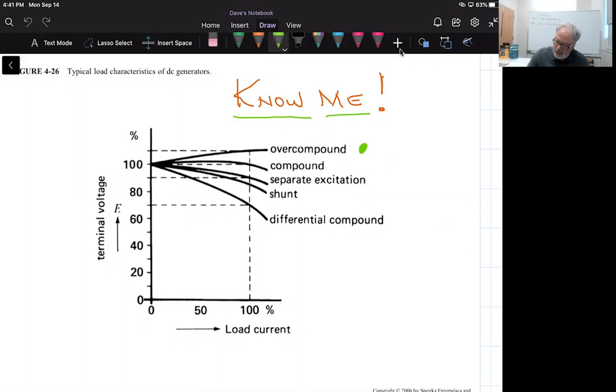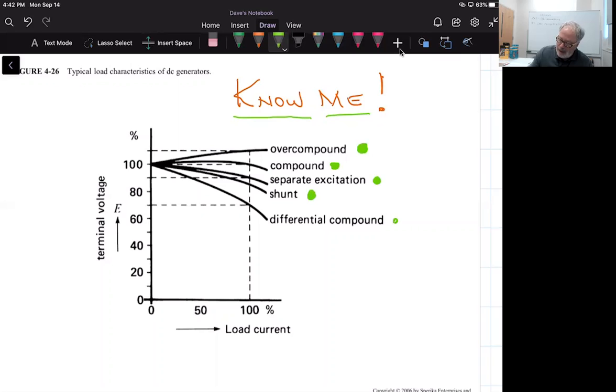We have this thing called an overcompound, to where the terminal voltage actually exceeds the armature voltage by the addition of different additional coils to the series winding. We have the compound generator, which we went into detail and looked at its construction. And we had the separately excited. We also had the shunt. We looked at primarily the shunt self-excited generator.